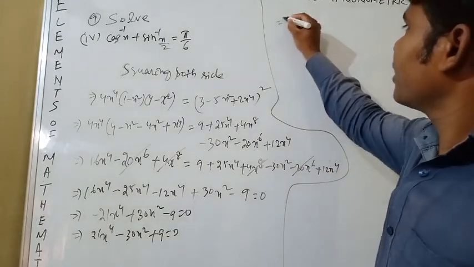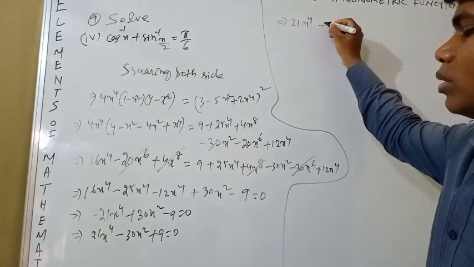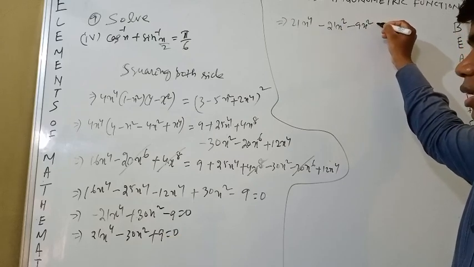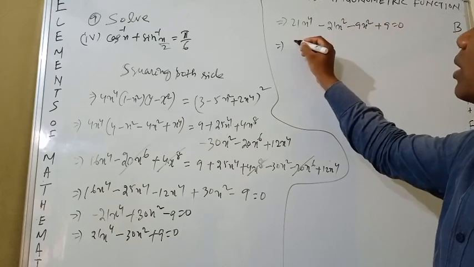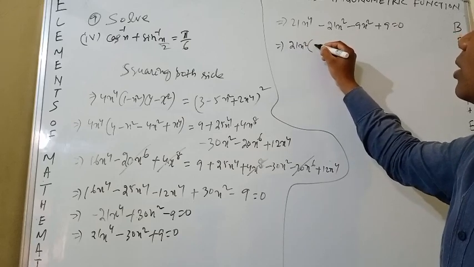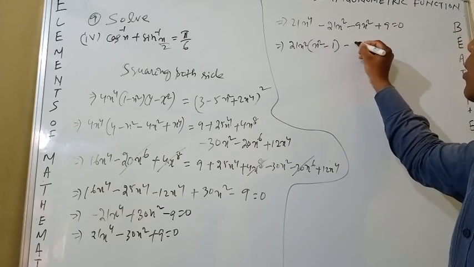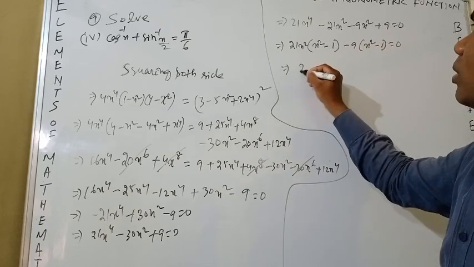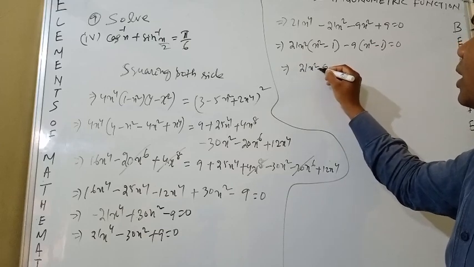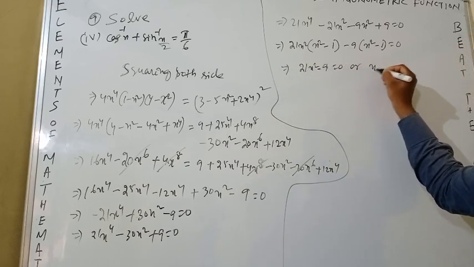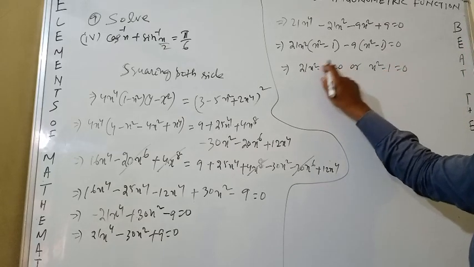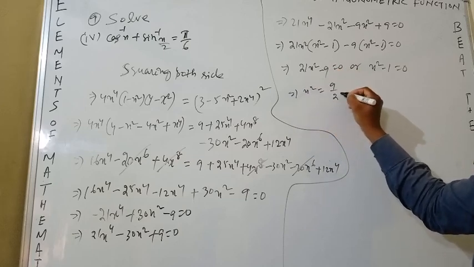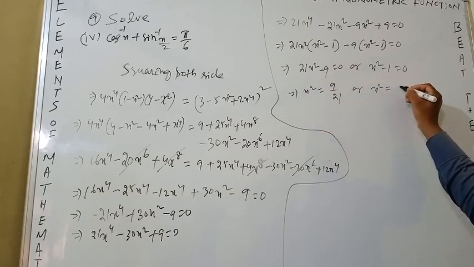Next you see, 21 x^4, 30 x square. I can write 21 x^4 minus 21 x square minus 9 x square plus 9 is equal to 0. Okay, 21 x square taking common, that is x square minus 1, minus 9 taking common, x square minus 1 is equal to 0. Therefore 21 x square minus 9 is equal to 0, or x square minus 1 is equal to 0. Okay, that is x square is equal to 9 by 21, or x square is equal to 1.